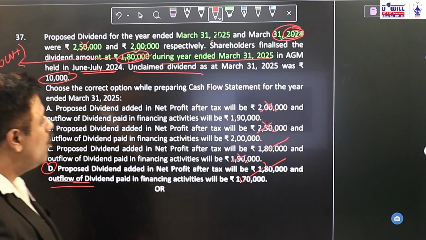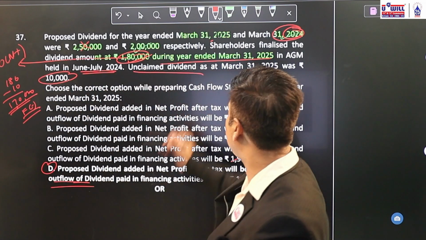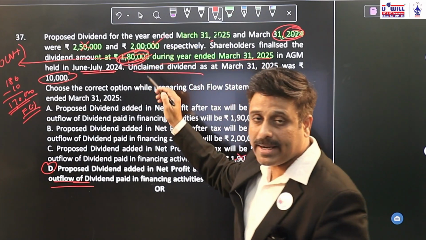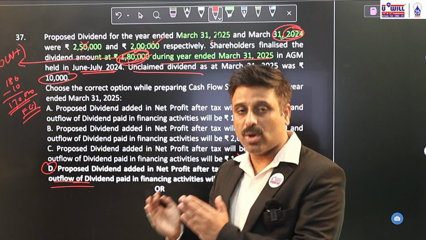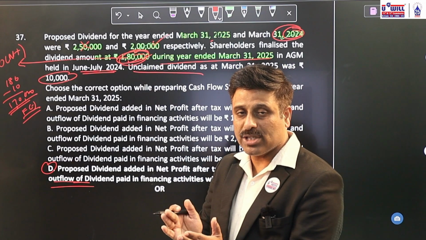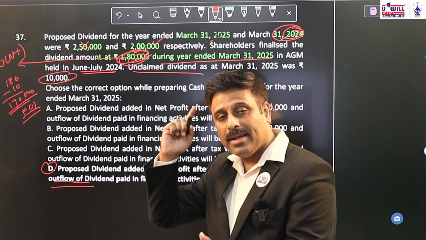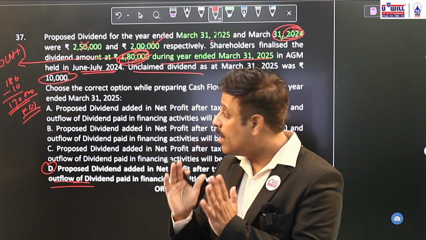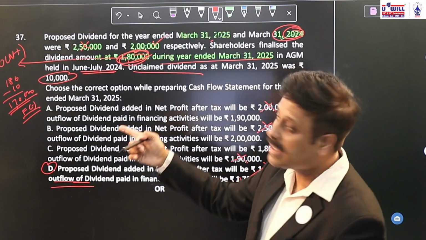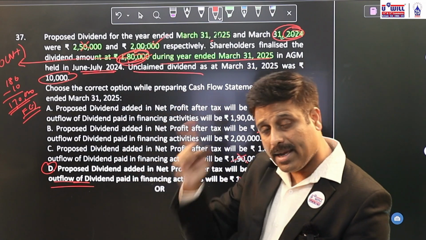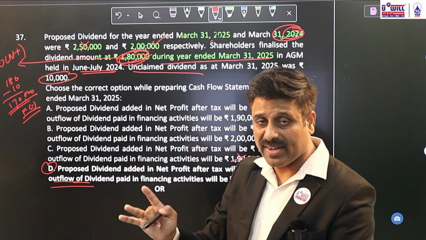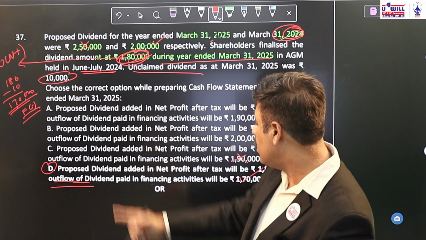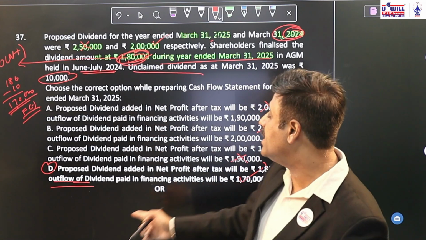Okay, understand it once again. Last year's proposed dividend 2 lakh rupees, but shareholders approved only 1,80,000. So company will have to make a provision of 1,80,000. Now whatever provision company makes, 1,80,000, that we will add in profit before tax and extraordinary items. But because 10,000 remains unclaimed, that will come in current liabilities, and again in operating activities, it will have separate effect. But 1,70,000 after unclaimed, what is finally paid off, will only be taken as outflow of financing activities.